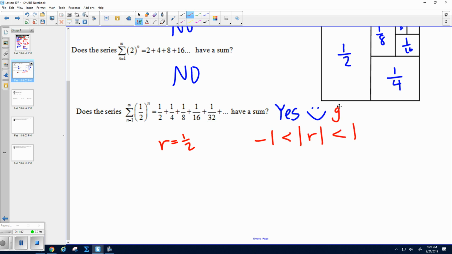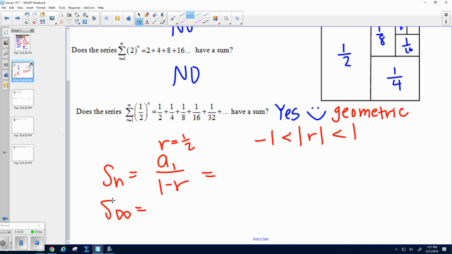If it's geometric and your R value is in between -1 and +1, it will have a sum. Okay, it's fractions, meaning it's getting smaller and smaller. So we will have a sum. And we're going to plug it into our new formula, S sub n equals A1 over 1 minus R. It's a really easy formula. So this is now S sub infinity. We're going forever. We're adding these forever and ever.